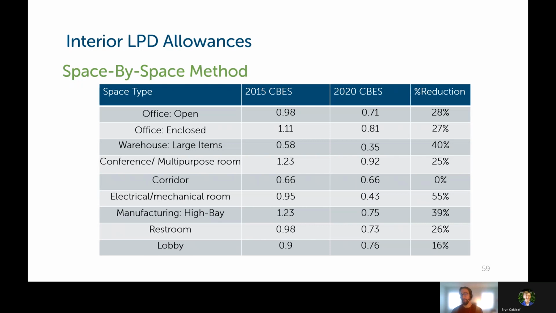And for space by space, there's a whole lot of these listed in the code. Again, I just chose some of the more common ones here, and again, we've got the reduction on the right side. Some spaces didn't change at all, like corridors. Some changed around 25%, like conference rooms and offices, and some changed even more. Warehouses housing large items went down 40%, electrical mechanical rooms 55%. If you average out all the different spaces, it again is about a 25% reduction overall, but it depends on what spaces you are looking at particularly.